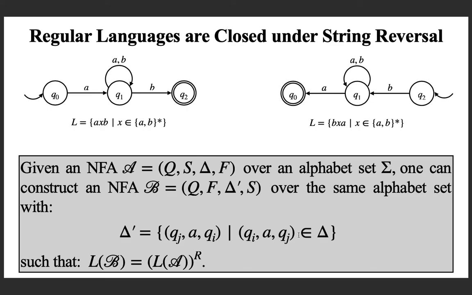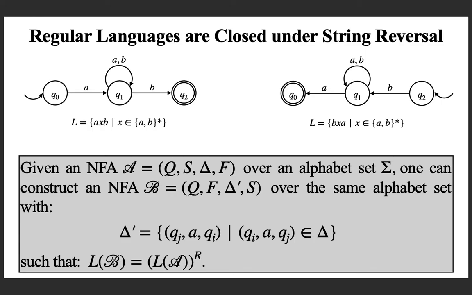So you are just reversing the edges. That's what you did. This is how you mathematically write it. And if you do that, you can prove that the language of the constructed NFA is the reverse of the language of the given NFA. And the soundness and completeness of this construction can be proved using the principle of mathematical induction.